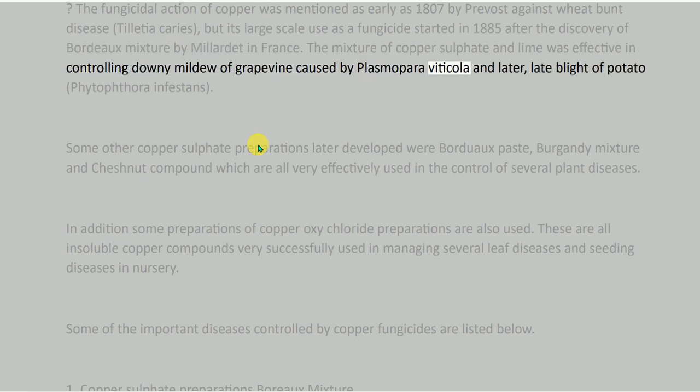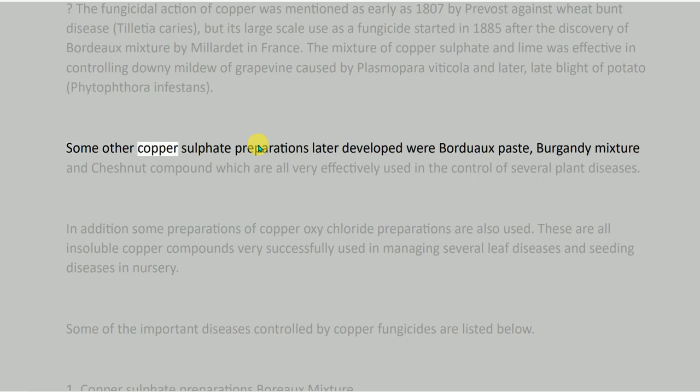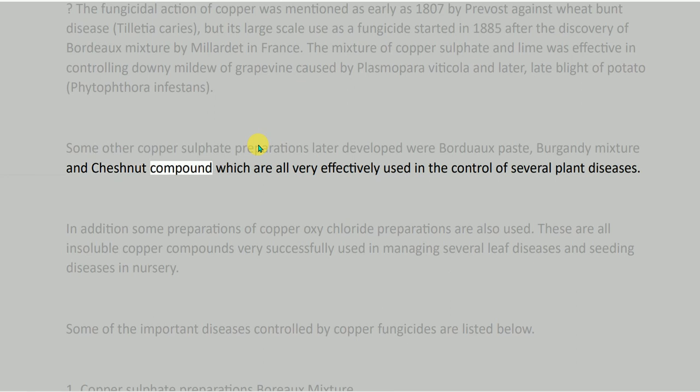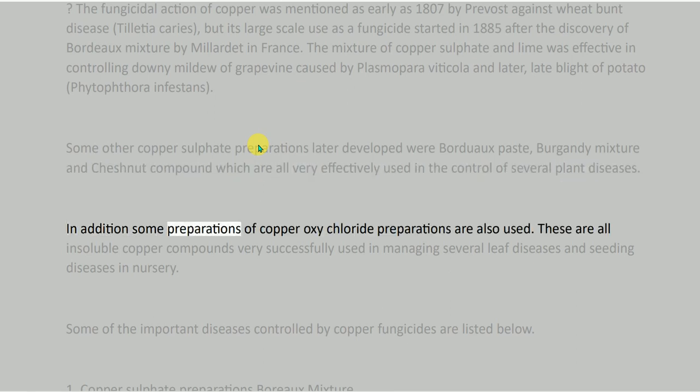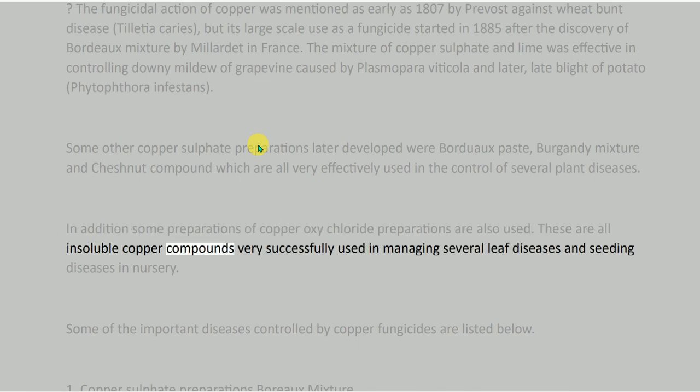Some other copper sulfate preparations later developed were Bordeaux paste, Burgundy mixture and Chestnut compound, which are all very effectively used in the control of several plant diseases. In addition, some copper oxychloride preparations are also used. These are all insoluble copper compounds very successfully used in managing several leaf diseases and seedling diseases in nursery. Some of the important diseases controlled by copper fungicides are listed below.